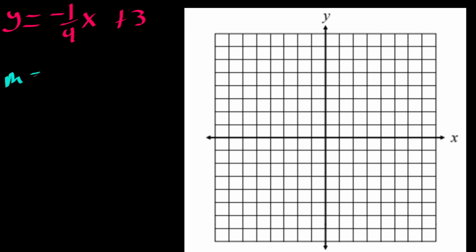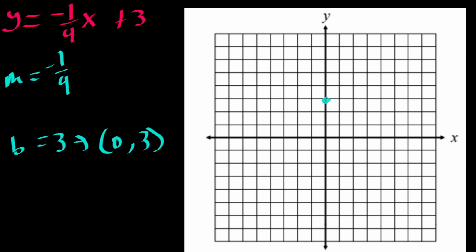So the slope is going to be -1 over 4. B is equal to 3. So my start point is at 0, 3. So I'm going to go up to 3, make a point on the y-axis. And then remember, the top number tells you up or down. Since it's negative, we're going to go down 1. Since it's positive on the bottom, which doesn't really matter, I would just always go to the right. So we're going to go right 4.